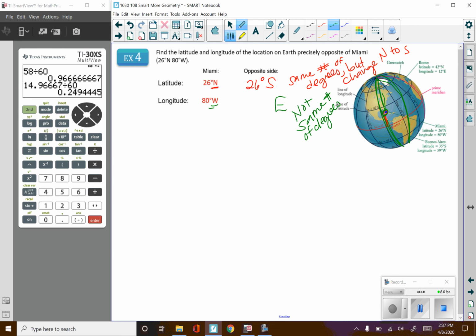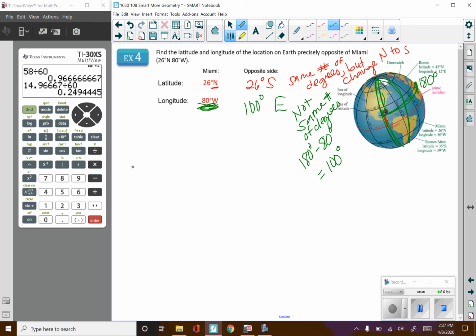So what we have to do is, on the other side would be a difference of one, it would be 180 degrees away. So we take 180 and we subtract that 80 degrees that we were given. So it's going to be 100 degrees east.